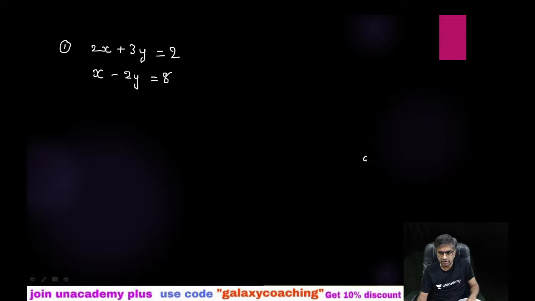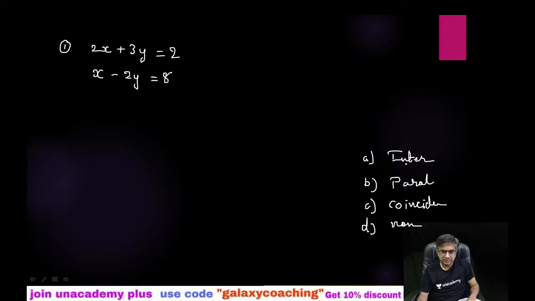A intersecting, B parallel, C coincident, and D none of these. So here you can write down the option guys. What will you get? You will get intersecting lines.